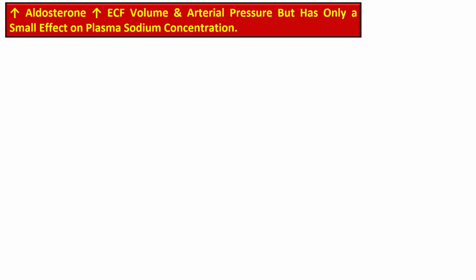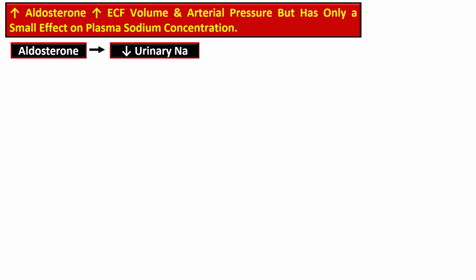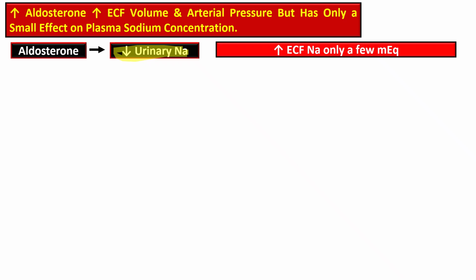So what are the effects of aldosterone on extracellular fluid volume, sodium and arterial pressure? Increased aldosterone increases extracellular fluid volume and arterial pressure, but has only a small effect on plasma sodium concentration. Why? So we will have the answer to this question. First, aldosterone decreases the urinary sodium concentration and also increases the extracellular fluid sodium concentration that leads to water retention and increased extracellular fluid volume and blood pressure. But it has a minimal effect on plasma sodium concentration.